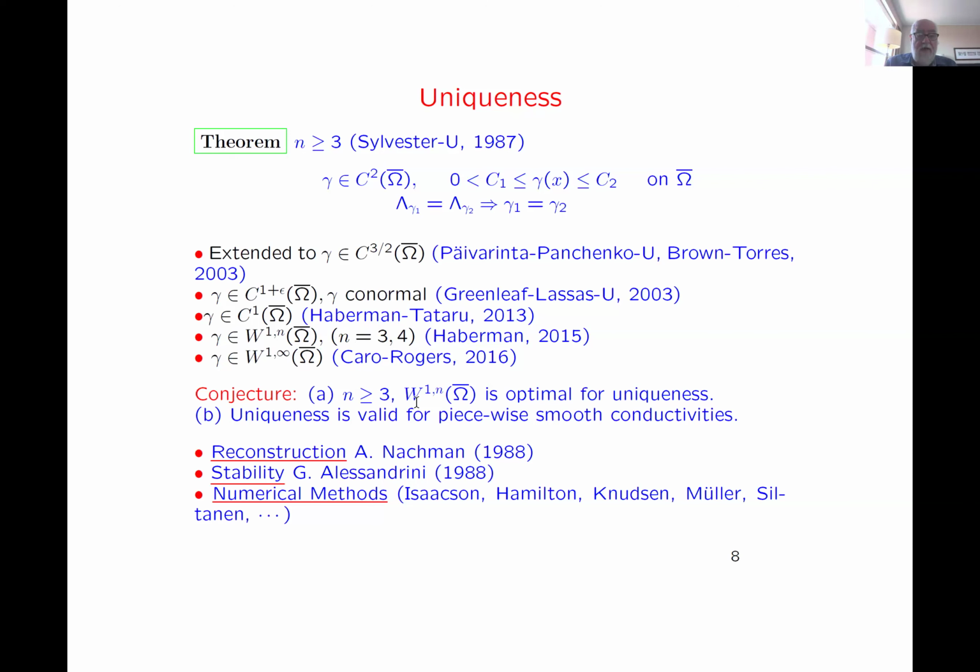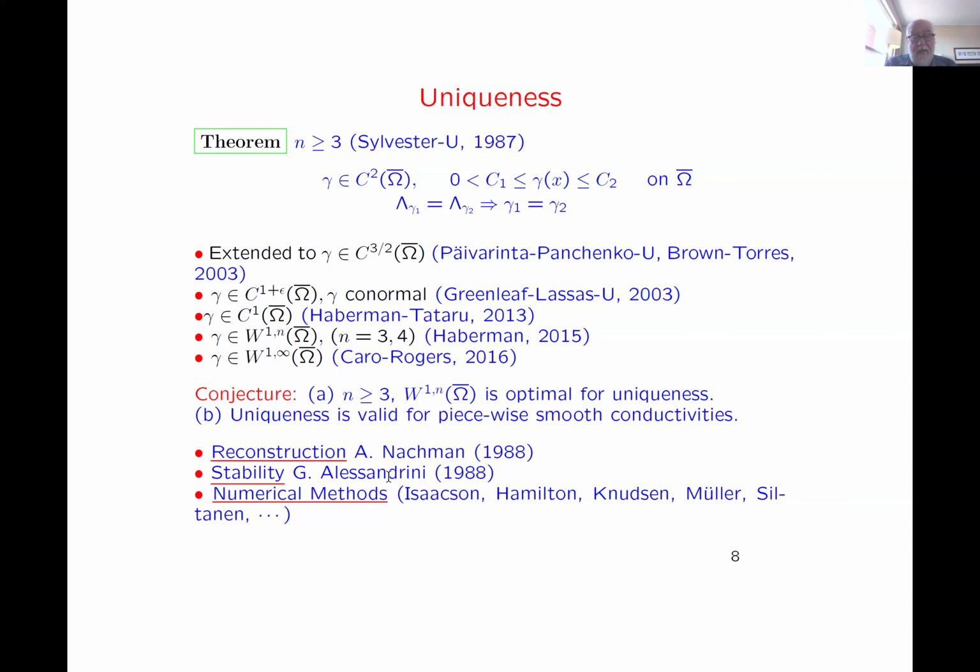So in dimension 3 or higher it is believed that this is optimal, but for conductivities that show up in practice, the uniqueness should be true, for instance, for piecewise smooth conductivities. But nobody has been able to prove any result below one derivative in dimension 3 or higher. And Nachman developed a reconstruction method that's based on the same ideas of the uniqueness proof. It uses what's called complex geometrical optics.